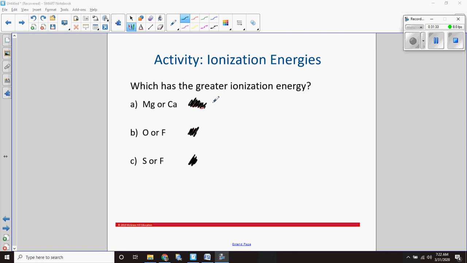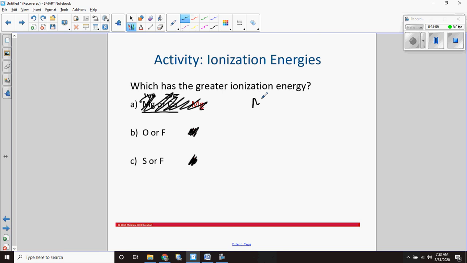Okay, so for this next section, I shaded out all the answers. We want to know which of these has greater ionization energy, magnesium or calcium? Well, magnesium and calcium are right next to each other on the periodic table. Magnesium has one valence electron, calcium has two valence electrons. So which of these is going to have the greater ionization energy? Which one is going to be harder to remove an electron from? Sorry, I totally screwed that up.